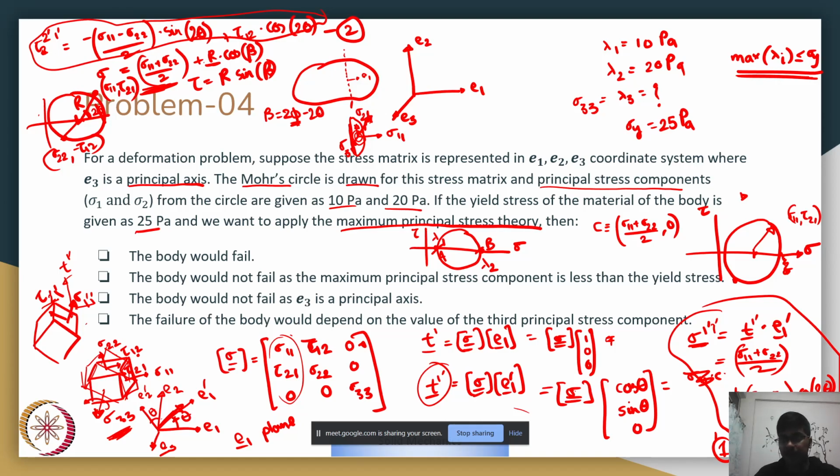But if it's 30, then the maximum of lambda would be 30, and since 30 is greater than 25, the body would fail. So our answer must depend on whatever the value of lambda 3, or sigma 3, is. Yes, sir. So which option is there? The failure of the body would depend on the value of the third principal stress component, which is nothing but lambda 3 or sigma 3.